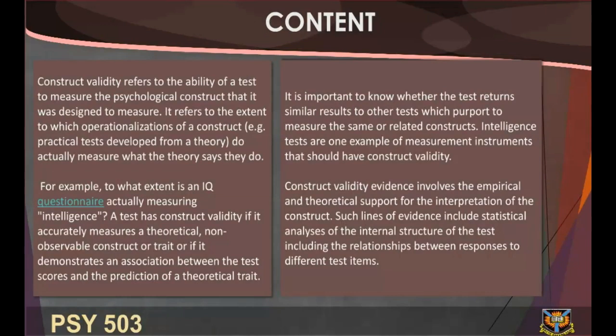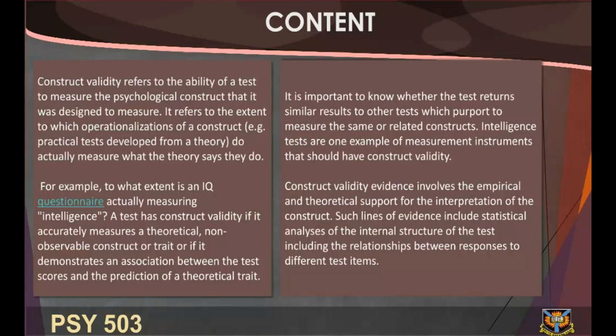Content. Construct validity refers to the ability of a test to measure the psychological construct that it was designed to measure. It refers to the extent to which operationalizations of a construct, e.g., practical tests developed from a theory, do actually measure what the theory says they do. For example, to what extent is an IQ questionnaire actually measuring intelligence?